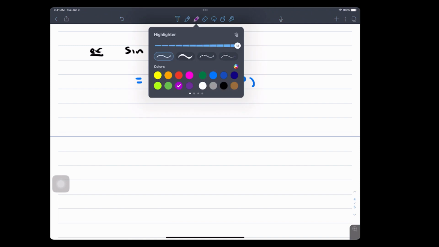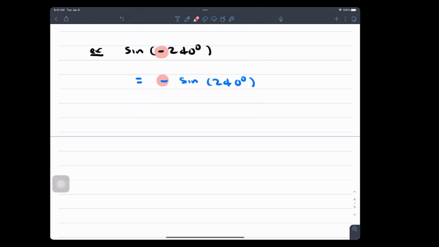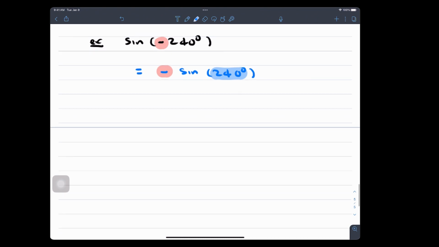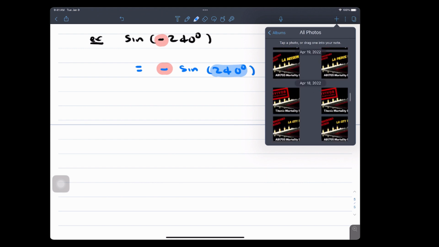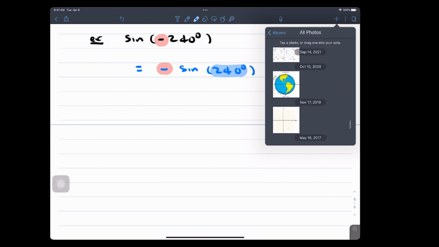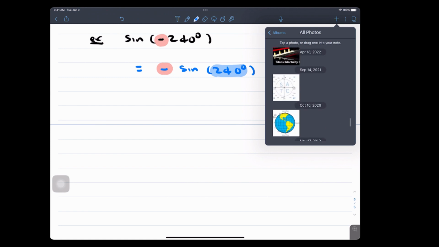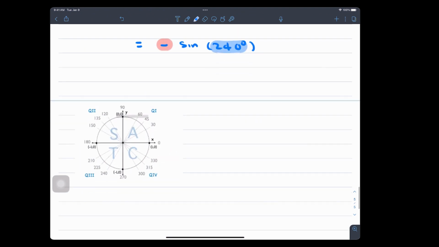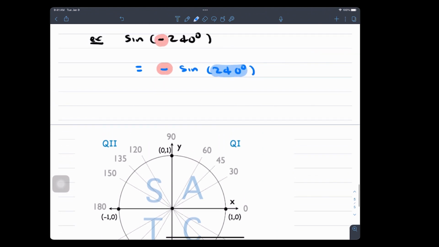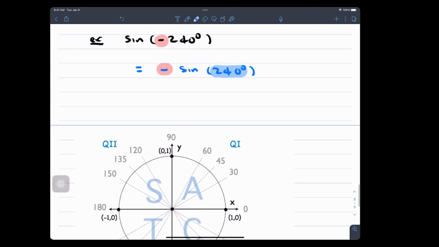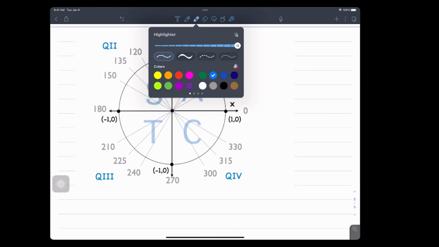Because even here, you take out the negative sign. You see that negative sign? It's out. And then what do you have here? 240. Which quadrant is this in? You go, I have to do all students take calculus? Yes. So I share this with students here. Where's 240 degrees at? It's quadrant 3.